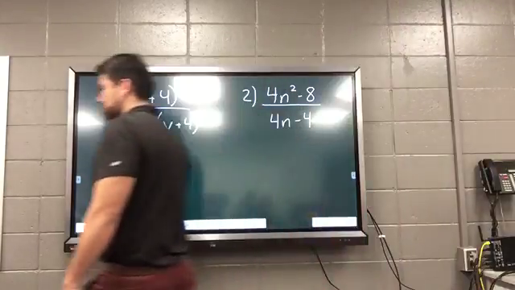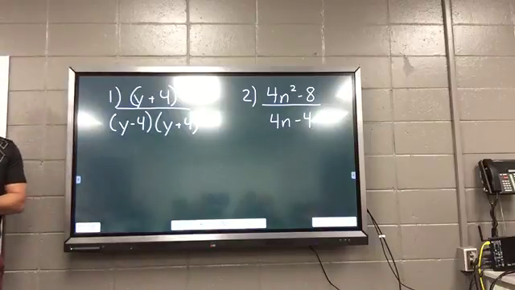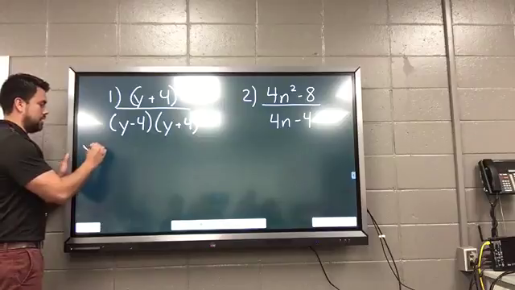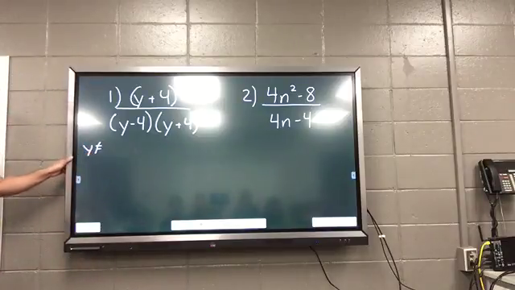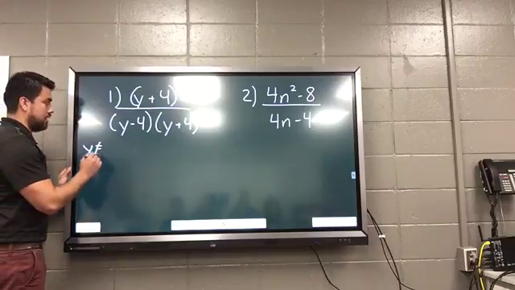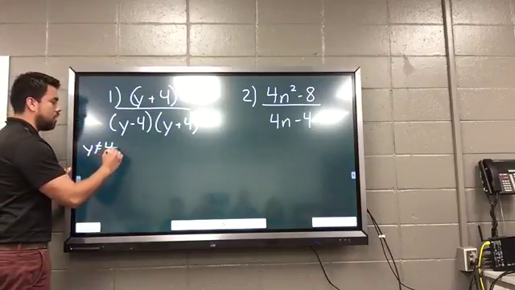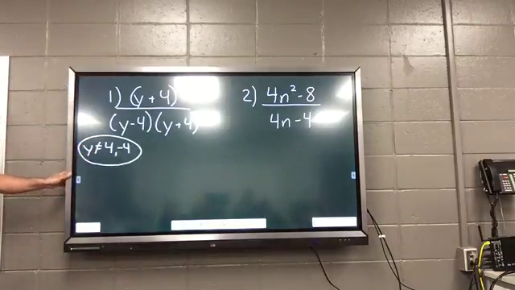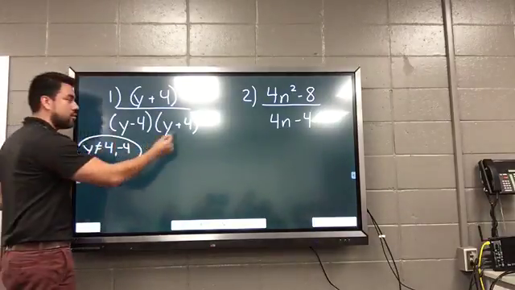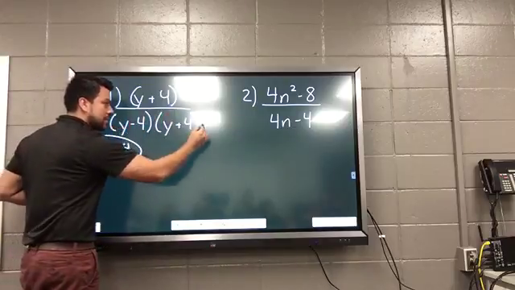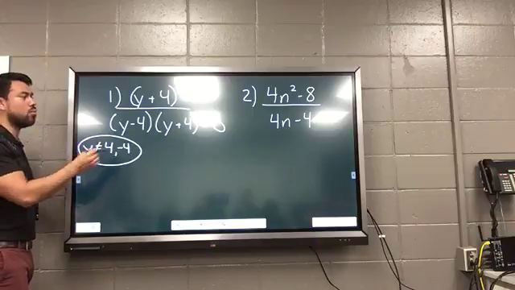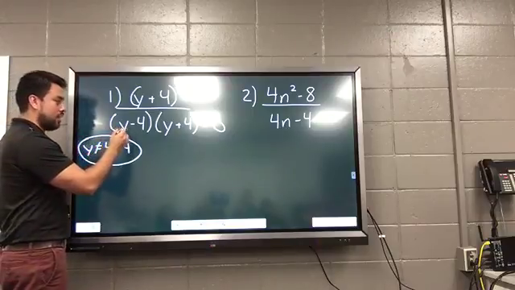Okay, let's go through that first one. Can somebody give me the excluded values for y? So what can y not equal? I'll go with Matt. Number 1. 4 and -4. 4 and -4 is correct. And maybe you're wondering, how do you know? You look at the denominator, and all you have to do is set it to equal 0. That's all you have to do. When you set it to equal 0, what can y equal here?